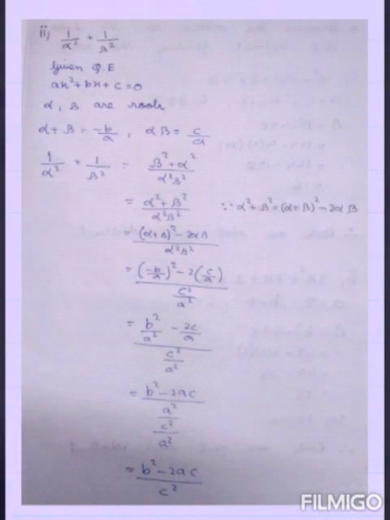So what is alpha plus beta? It's minus b by a. Substitute in the place of alpha plus beta, and alpha beta is equal to c by a. You should substitute alpha beta as c square by a square. Then taking LCM, that is a square here. So a square gets cancelled, and the final answer is (b square minus 2ac) by c square.